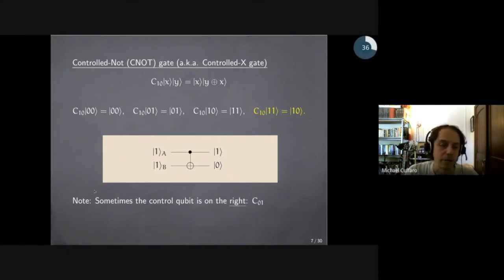Now, I'm not going to be doing this, but in some books, or maybe even in the same book, you might have it both ways. The control qubit might be on the right side, right? So it depends. That's why we have this notation here.